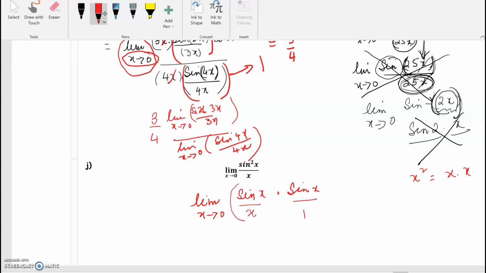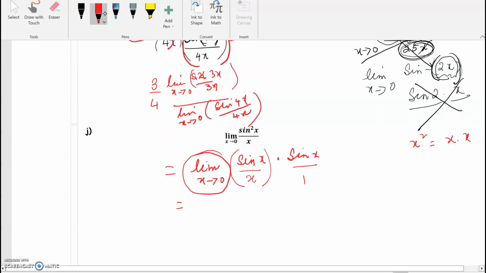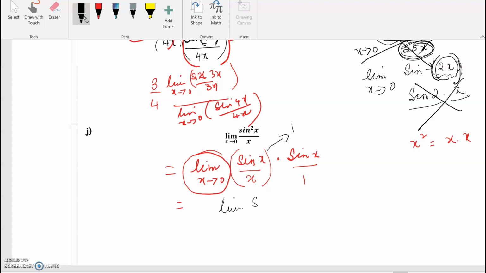So now when we apply limits, remember, you have to keep writing limits until you have actually applied the limits. So this approaches 1. When we apply the limit to sine x as x approaches 0, the only thing we can do is substitute x equals 0. So you get sine 0, which is equal to 1.